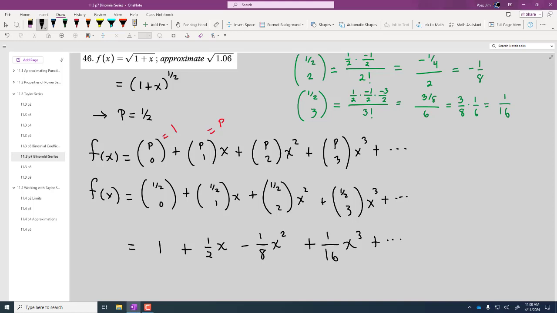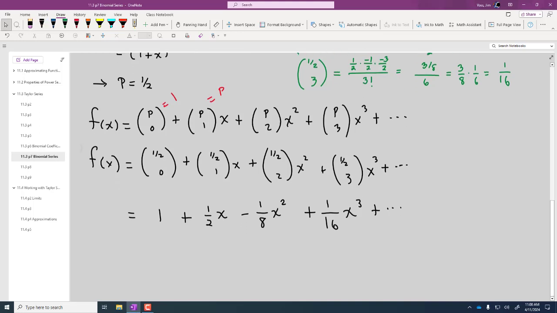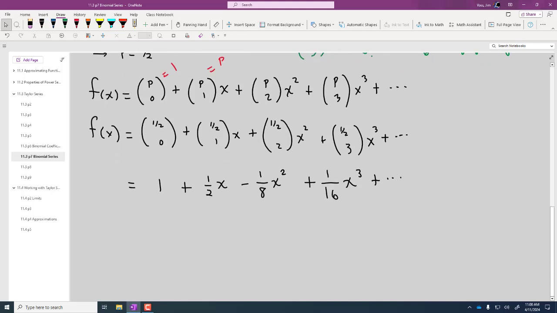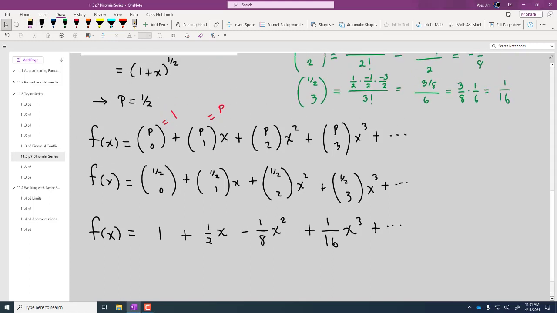So there's no way for us to write this in summation notation. We just leave it like that. So you'll be asked for the first 4 non-zero terms. It's a series, so make sure you put the dots. There it is. That is the infinite series for the square root of 1 plus x.